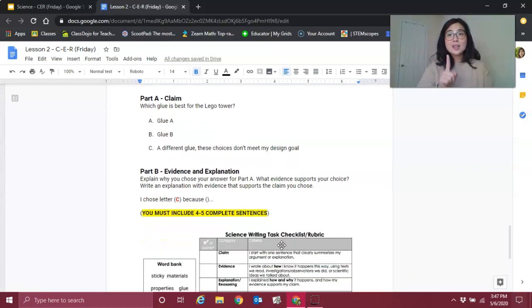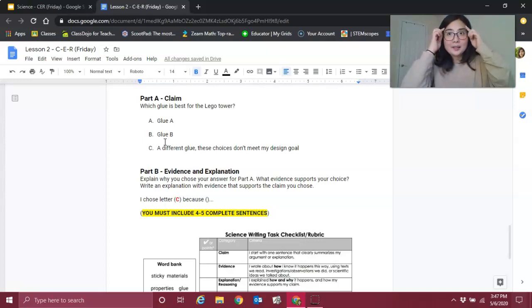Now the first thing you need to do is you need to make a claim. CER, the letter C stands for claim. So we have to make a claim, which simply means we have to answer the question. Which glue is best for the Lego tower? Is it glue A? Is it glue B? Or is it a different glue because these choices don't meet my design goal?